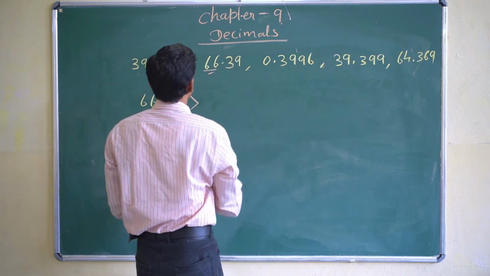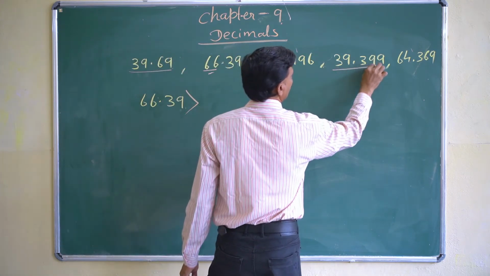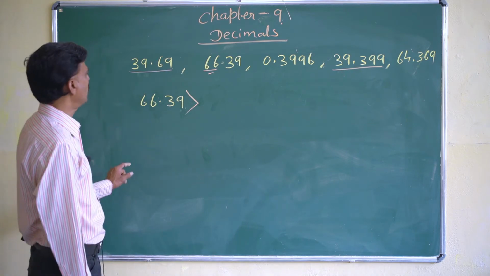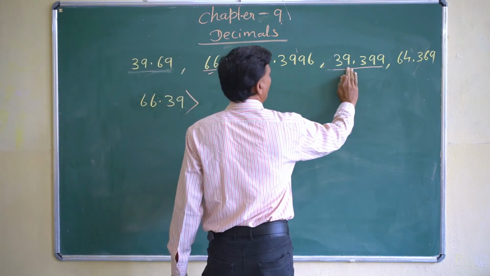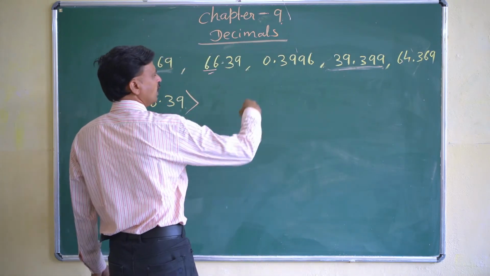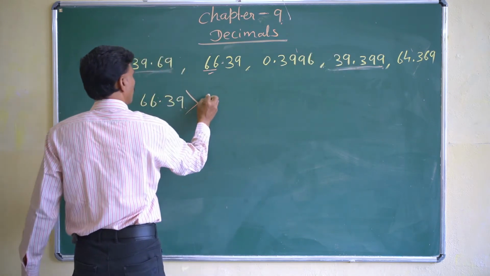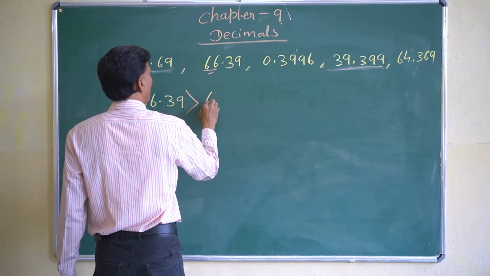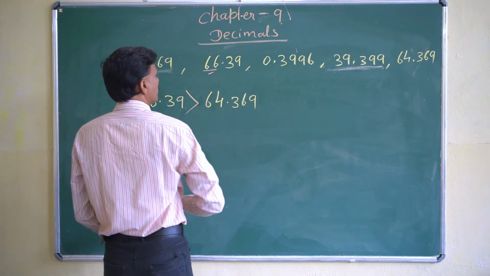After this, the other whole number parts are 39, 0, and 39. The whole number part 39 appears in 39.69 and in 39.399. But before these two, you will see there is one more number whose whole number part is greater than these two. That is 64. 64 is greater than 39, 39, and 0. So what will come in second position? That will be 64.369.